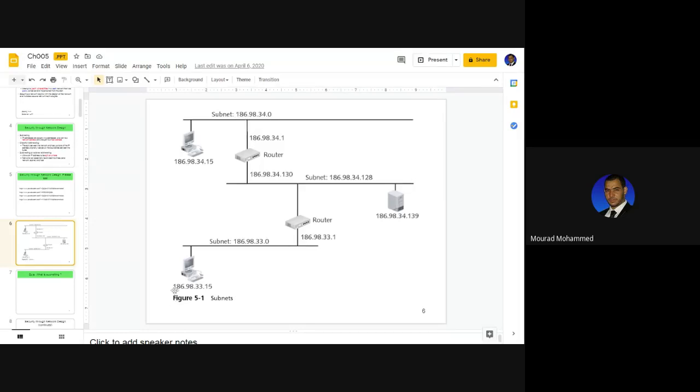196 means we are talking about a class B network. 33, this is trunk number 1. 34, this is trunk number 2. 34 again, 33, 33, 34, 34, 34. So we have two groups. This group here is subnet 1, and here is subnet 2. The network is 196.98, the full network, identified with the network part 196.98. But we have two trunks.